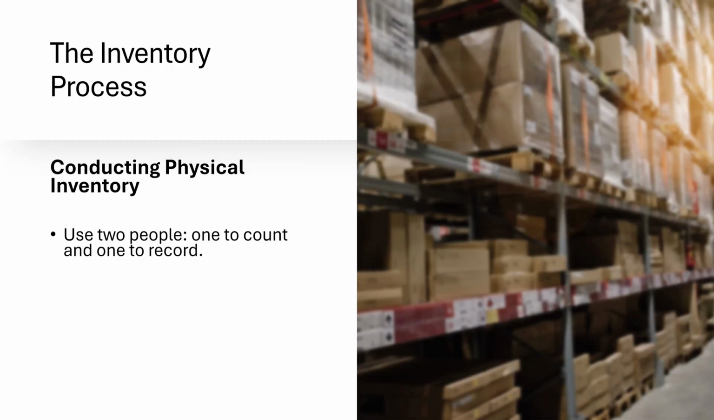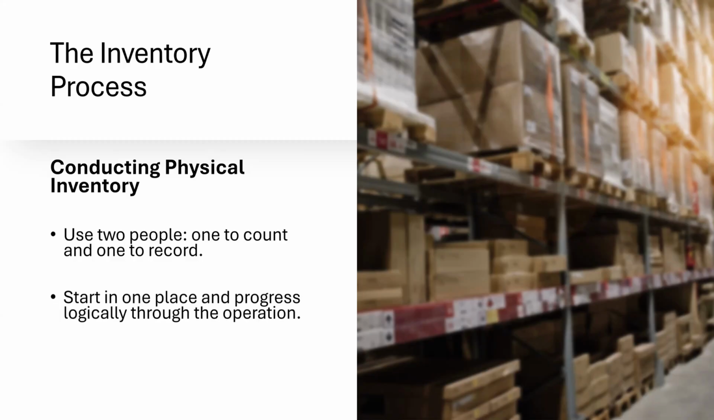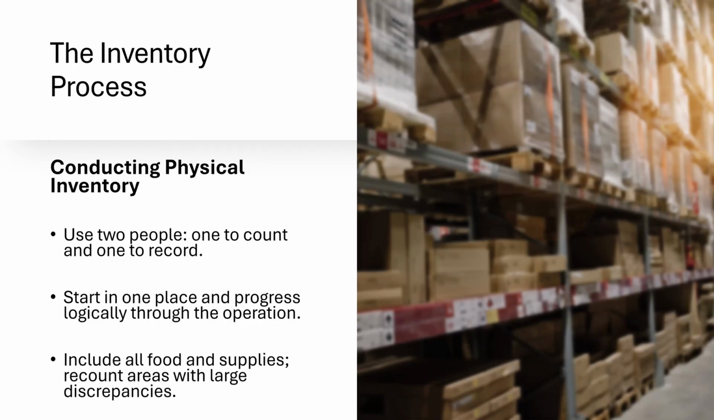When we do conduct that physical inventory, we're using two people, right? One to count, one to record. And then maybe we counted a second time. So go back down the row, have the person that counted now recording, and vice versa. Start in one place, and then progress logically through the operation. That makes it the easiest, so we're not double counting or miscounting. And then include all the food and supplies, recount areas with large discrepancies. So we want to make sure things are matching, and if there is a large discrepancy, we're going to have to start over in that specific area.